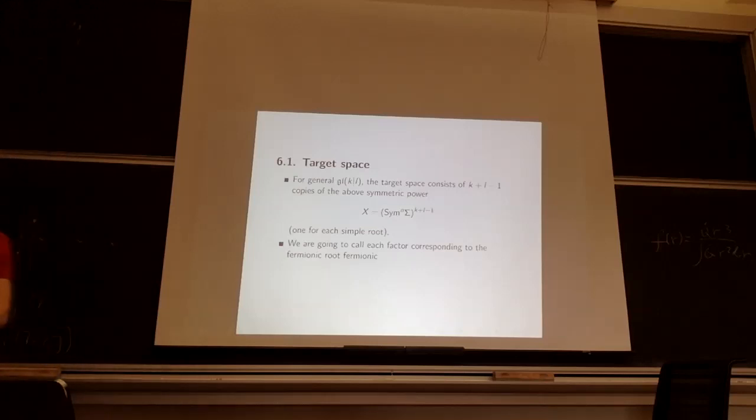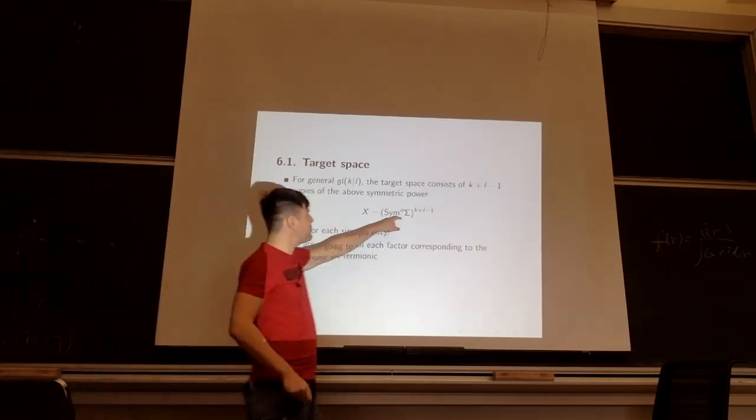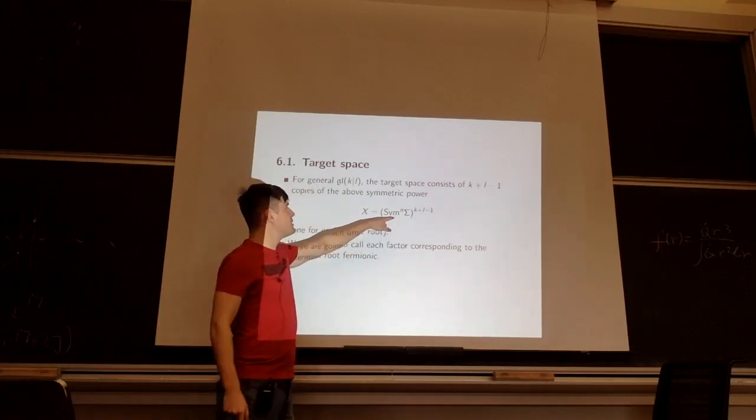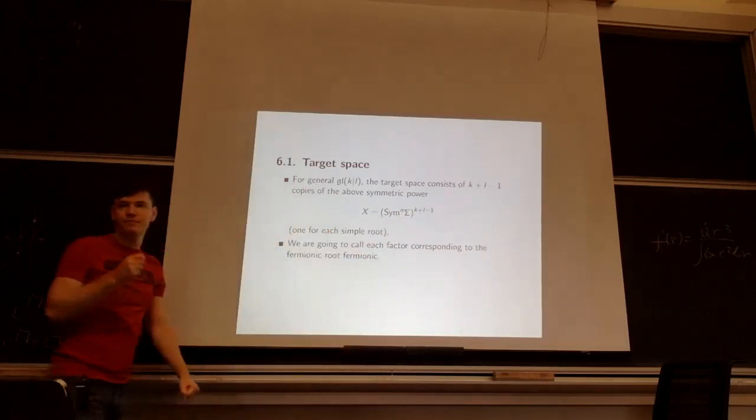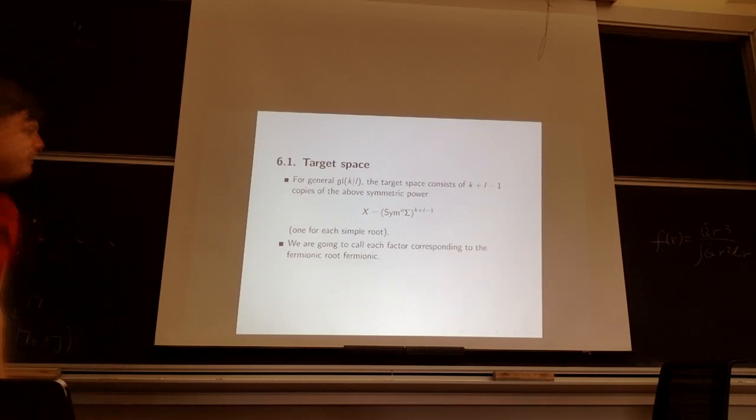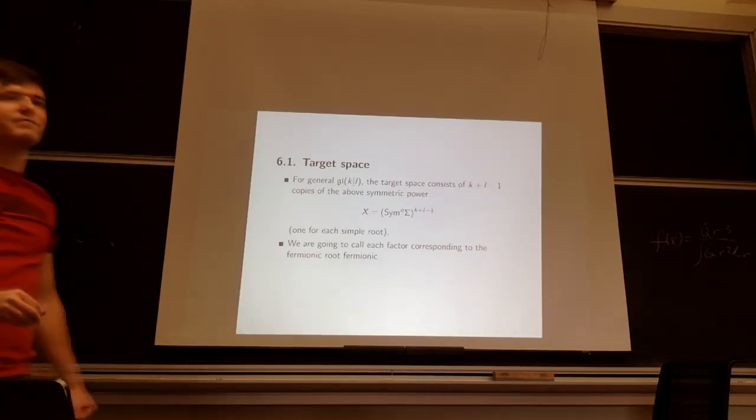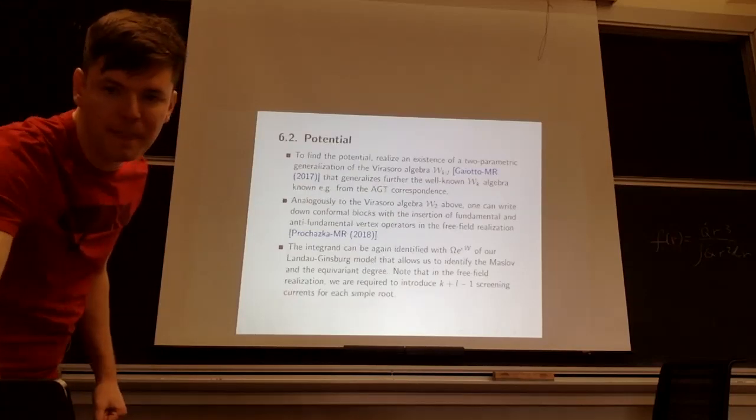So this n has to do with the number of punctures? Yes. K and L appear up here, and the n, which is the number of punctures, appears here. And you don't really need to have equal n for each root. That's right.